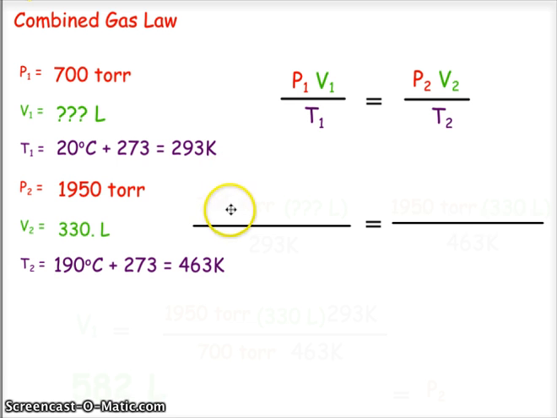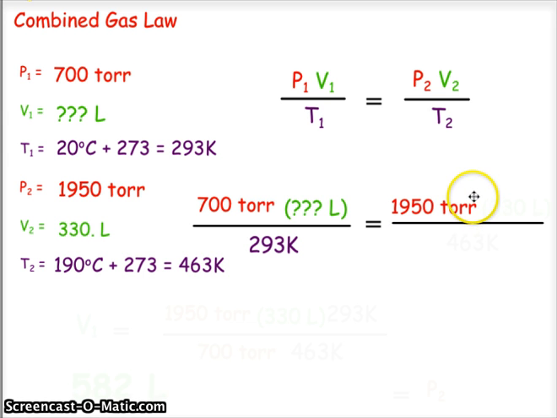Once again, we plug our values into the equation. 700 torr is our initial pressure. We are looking for the initial volume. 293 is our initial temperature. 1950 torr is our final pressure. 330 is our final volume, and 463 Kelvin is our final temperature.